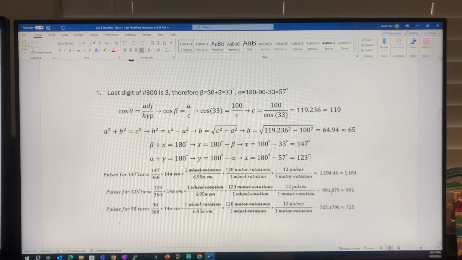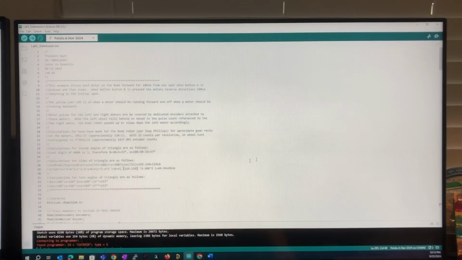Out of curiosity, I just wanted to see how many pulses it would take to do a 147 degree turn. Using the equations we learned in class, it turned out to be 1,184 approximately. For a 123 degree turn, it will be approximately 991 pulses, and for 90 degrees, 725. So we'll go over the code.